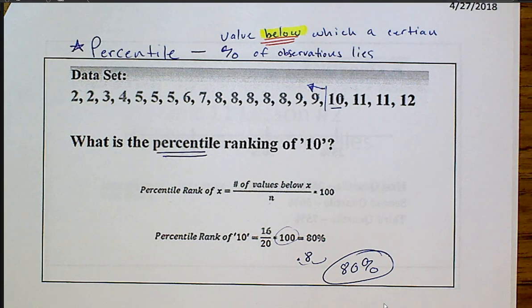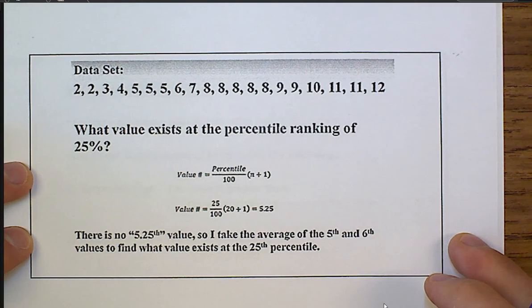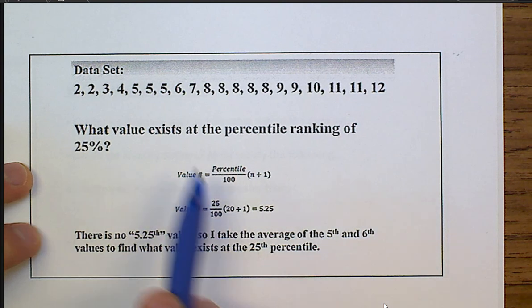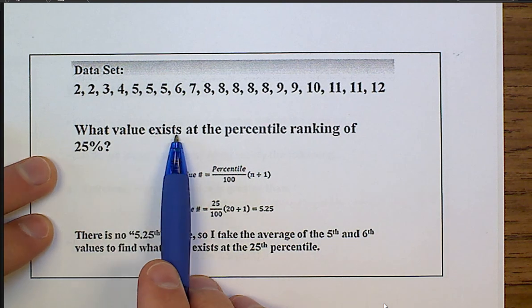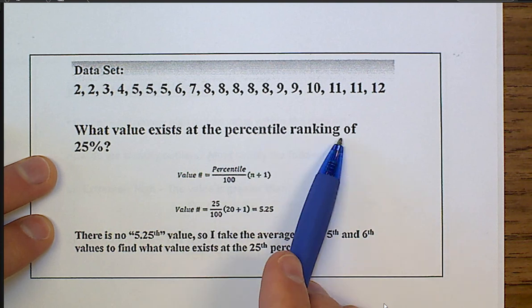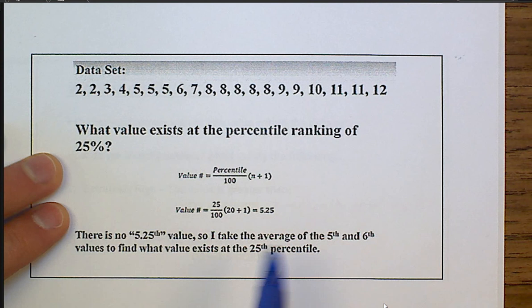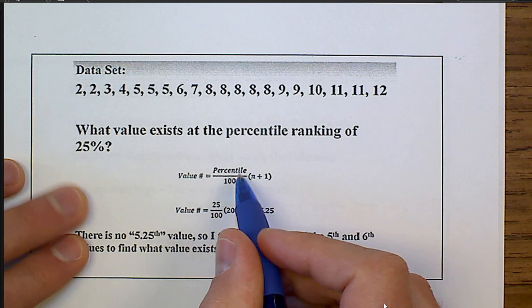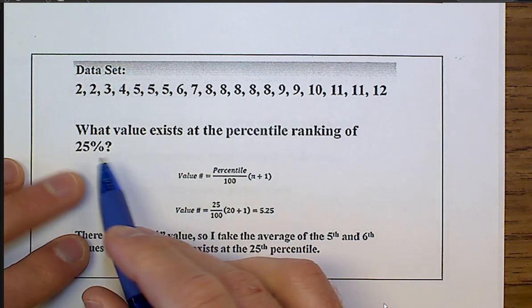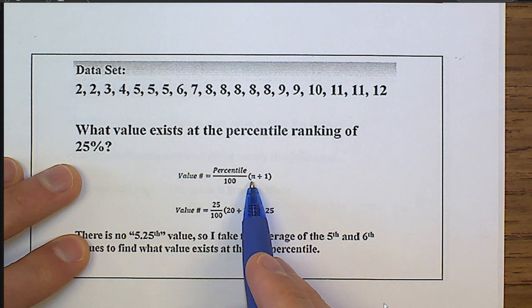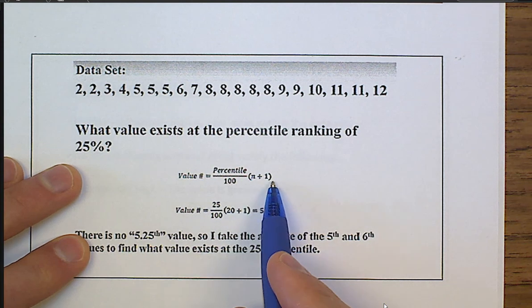Okay? And now the next slide, what we're going to do is basically work backwards. So what this question says is, and it's the same example, same number of observations, what value exists at the percentile ranking of 25%? So again, we're just working backwards here. So here's how you would do it. You would take the percentile, which in this case is 25%, put it over 100, and we times it by basically n plus 1. Okay?